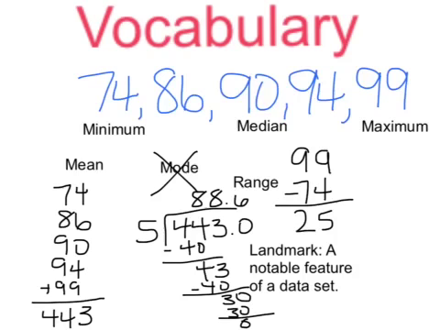Our next word is landmark, and this is a notable feature of a data set. All of the things that we have talked about so far on this vocabulary slide are landmarks. Minimum, maximum, range, mode, median, and mean are all data landmarks.